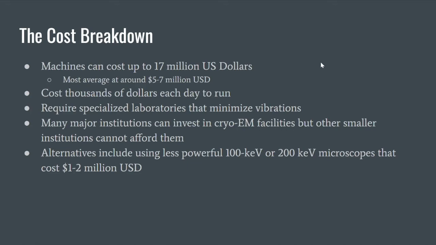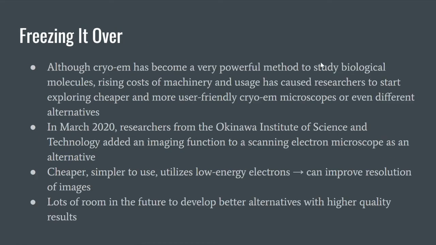Thus, many major research areas can afford cryo machines. However, many other smaller research facilities without the necessary funding for a cryo-EM machine cannot afford to buy them. Thus, they can instead get a cheaper alternative, such as a 100 to 200 or 200 kilo electron volt microscope, which costs $1 to $2 million, which is much less than the normal cryo-EM machine.